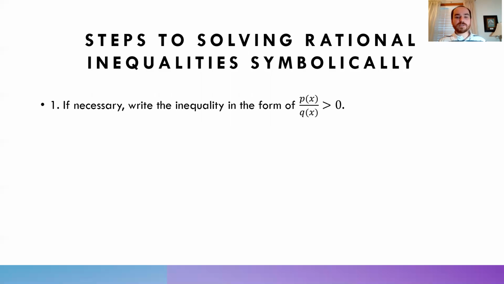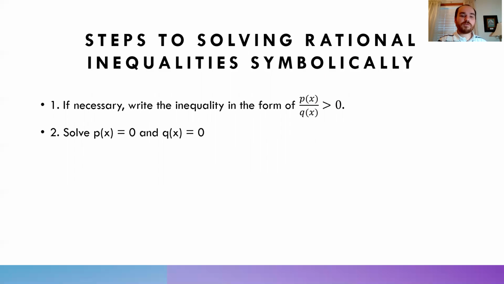Step 1 is, if necessary, write the inequality in the form of p of x over q of x is greater than 0. This greater than symbol can be a less than, it can be greater than or equal to, it can be less than or equal to, it doesn't actually matter. Point is, get it so that you've got one function over one function and then a 0 on the right side. Okay, that's step 1. Let me clear that out, sorry.